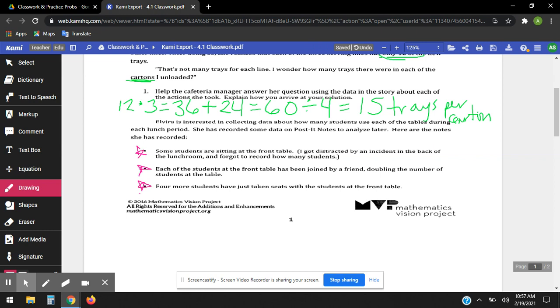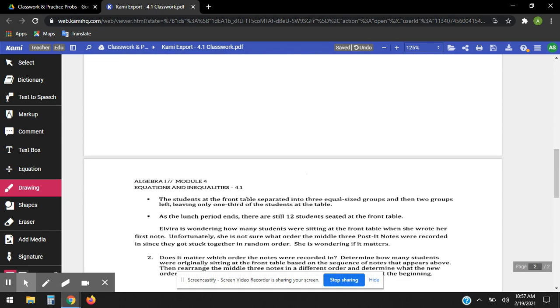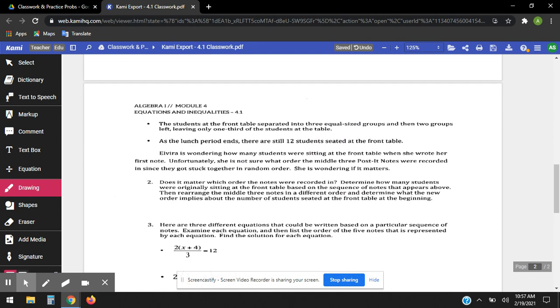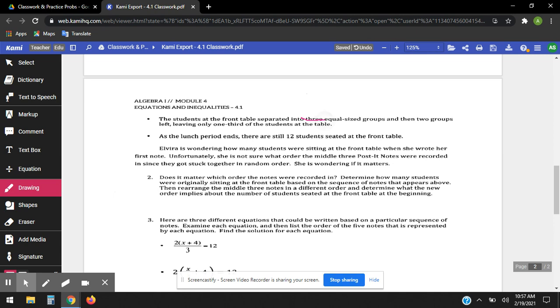Oh, there's more. The students at the front table separated into three equal groups, and then two groups left, leaving only 1/3 of the students at the table. That one has a lot of numbers in there. As the lunch period ends, there are still 12 students seated at the front table. Okay, so Elvira is wondering how many students were sitting at that front table when she wrote her first note.